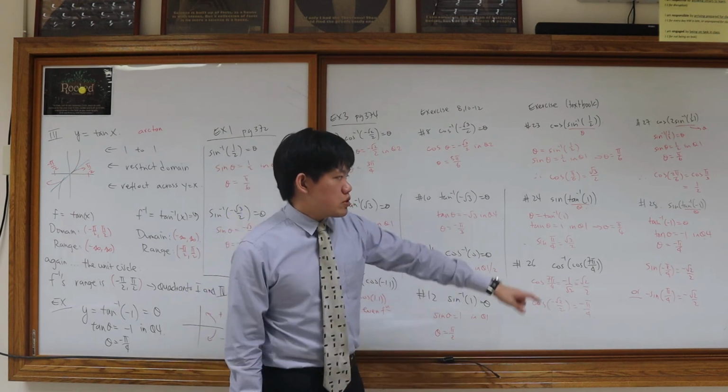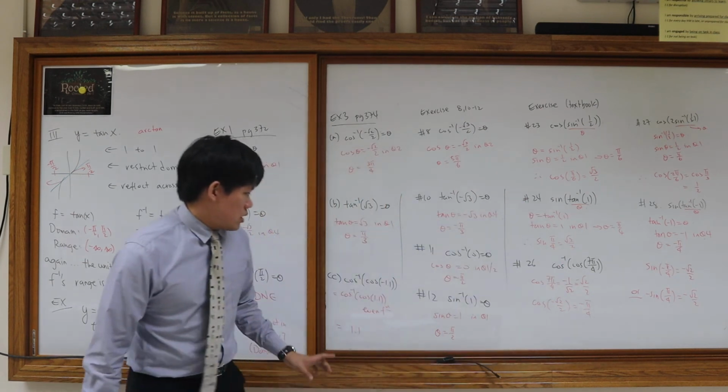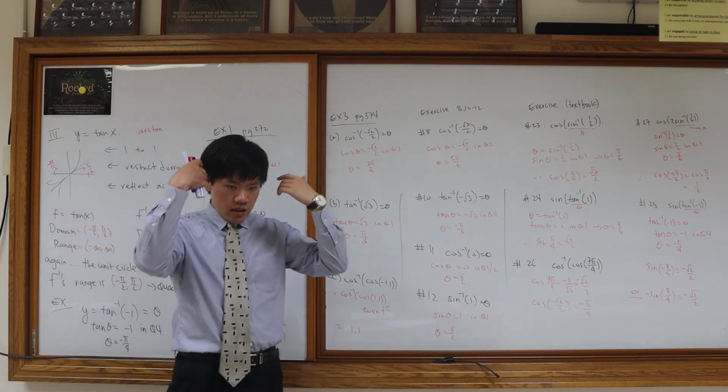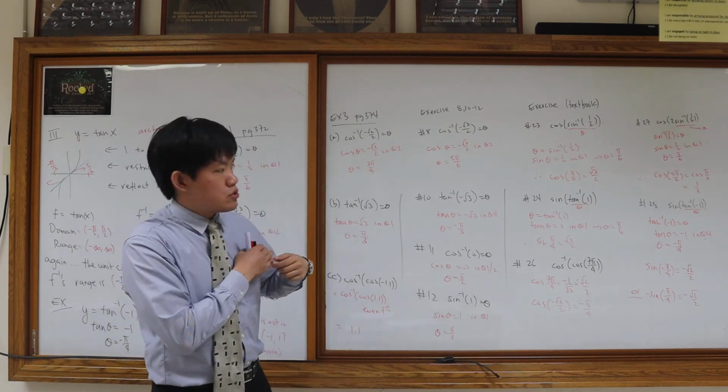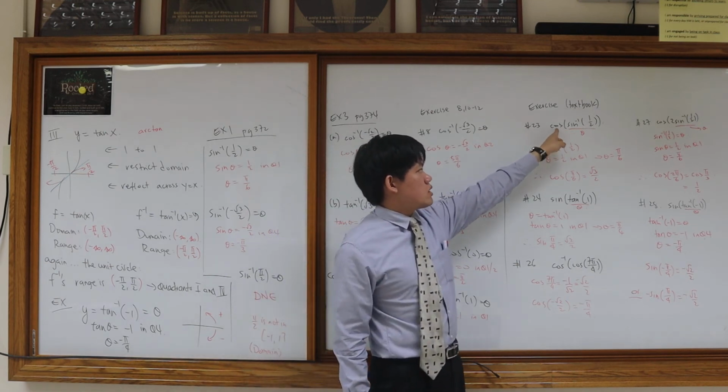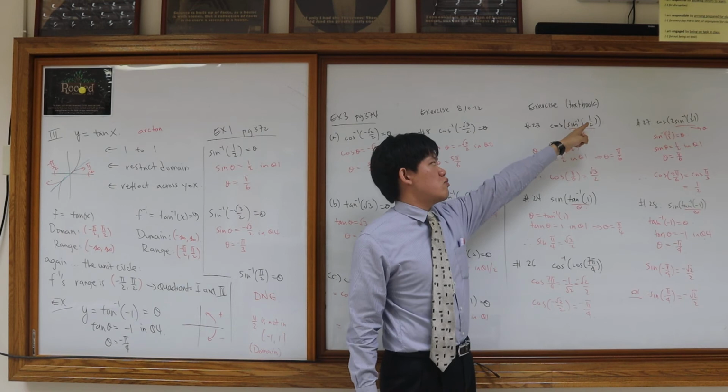These ones are a little more challenging. These ones are more similar to the ones we did for composition of functions. But again, as I go through it, make sure you pay attention. Now the example for number 23 is cosine of inverse of sine of 1/2.